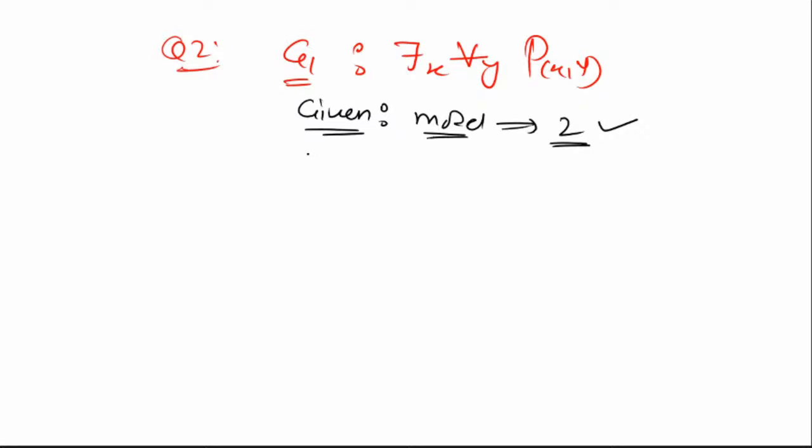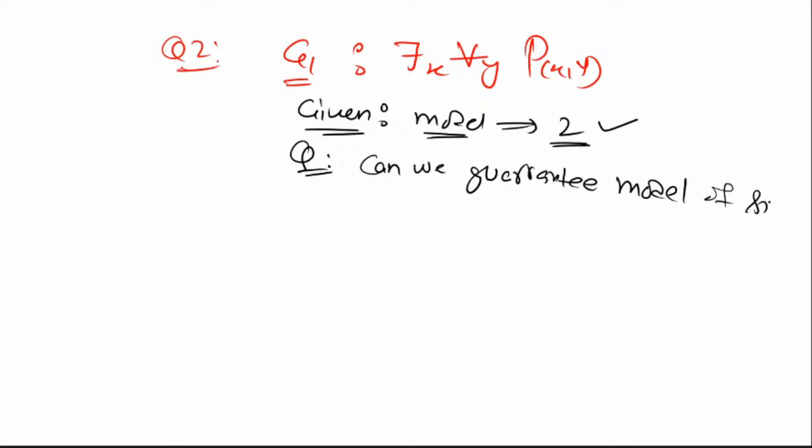Now the question that I'm asking is, can we guarantee that there will exist a model of size 1? Can we guarantee that? Try this, yes or no.